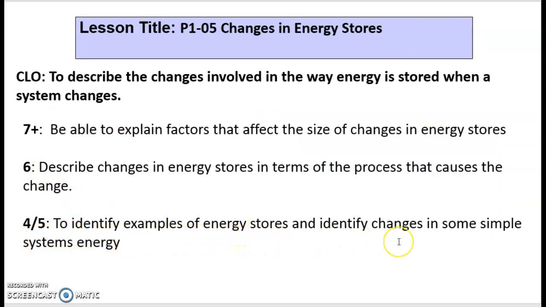So in terms of changes to energy stores, if we can identify different energy stores and identify simple changes, then we will be looking at a level 4-5. Further up, describing changes in energy stores in terms of the process, we call that a pathway a bit later on, that would be about level 6 work, and more than that we would be able to explain factors that affect the size of changes in energy stores.